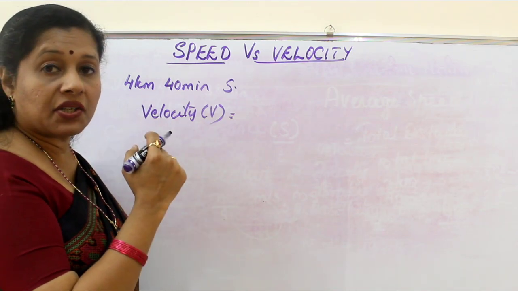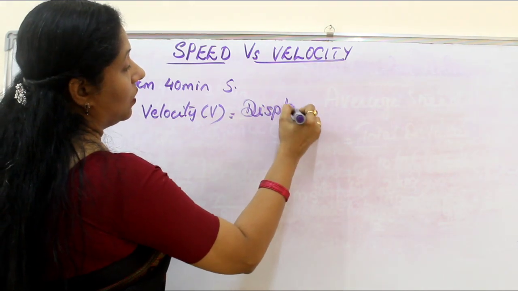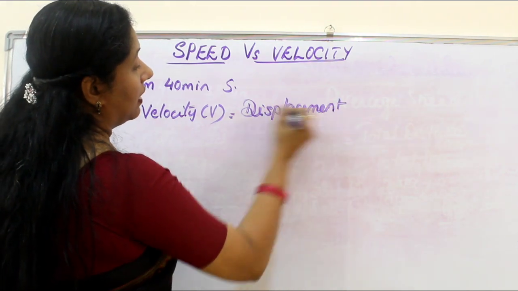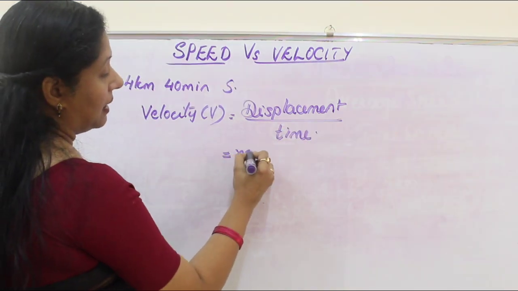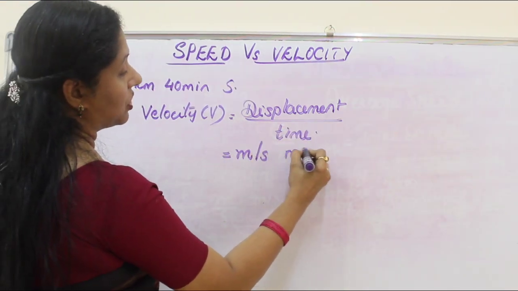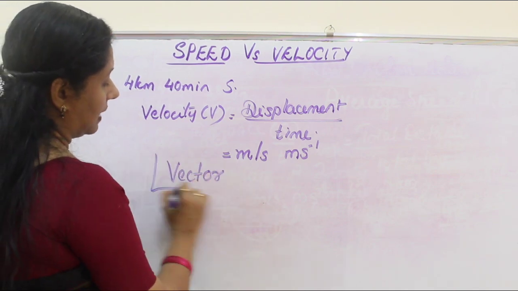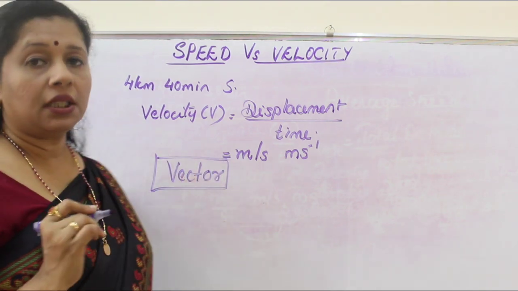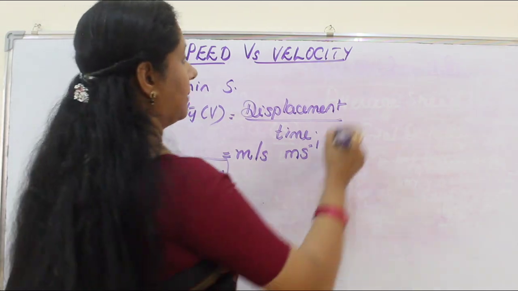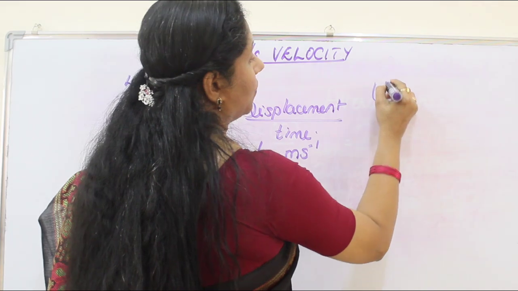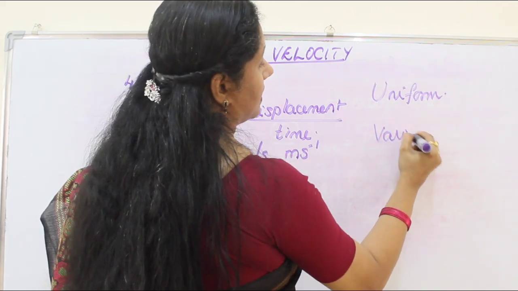But if the distance traveled is in a particular direction, we can call it displacement. So displacement upon time is velocity. What is the SI unit again? Meter per second, or ms to the power of -1. But this is a vector quantity because we are taking into consideration the direction as well. But the velocity can be two types, that is uniform velocity and non-uniform or variable velocity.